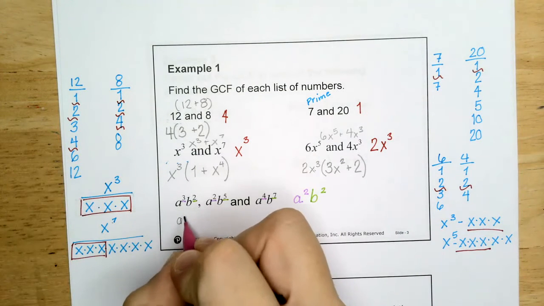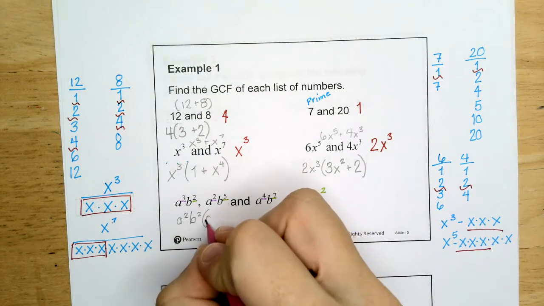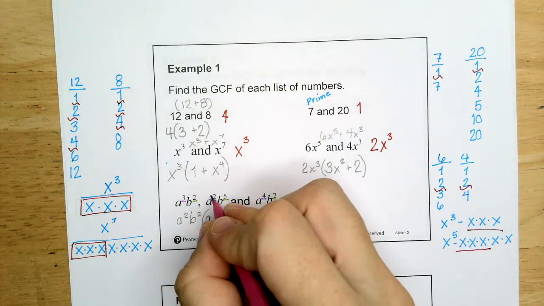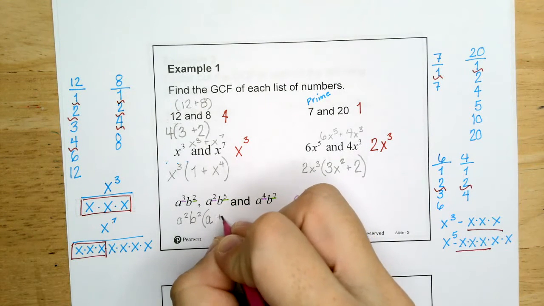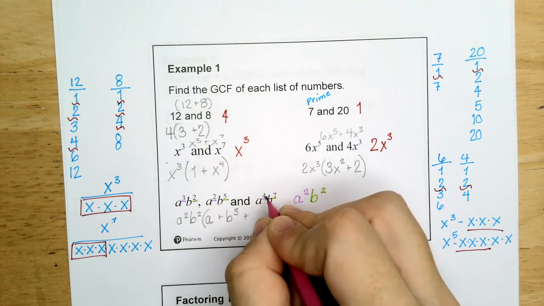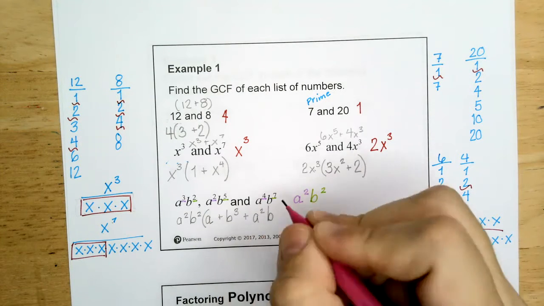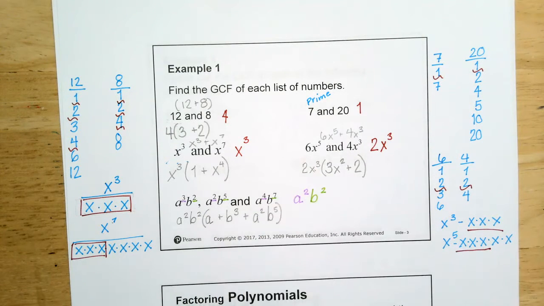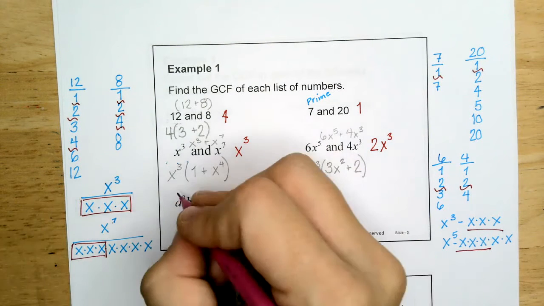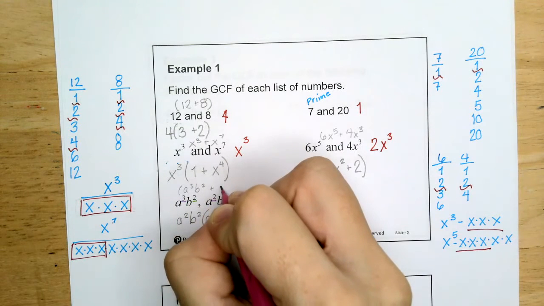Here we have a squared, b squared. This one will become a, right? This one will become b to the third. And this one will become a squared b to the 5th. All right, if we were using them to factor the polynomial, if the polynomial was first an addition problem and we wanted to factor it.